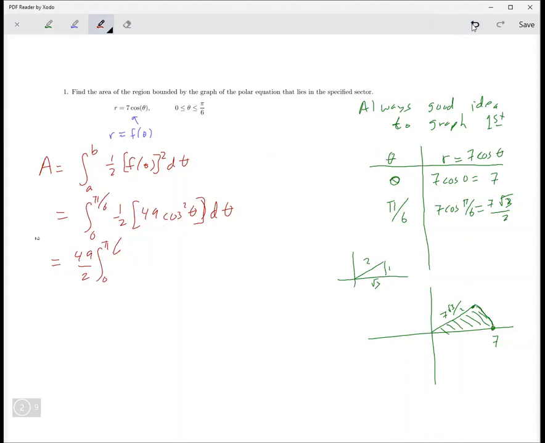Let me try to draw a little bit neater here. There should be an example of this when you do the homework. Cosine squared is 1 plus cosine of 2 theta all over 2. I'm going to pull this 2 out with the other 2 fourths, and then take antiderivatives. The antiderivative is theta, and the other is 1/2 sine 2 theta, because if you take the derivative you get cosine 2 theta.